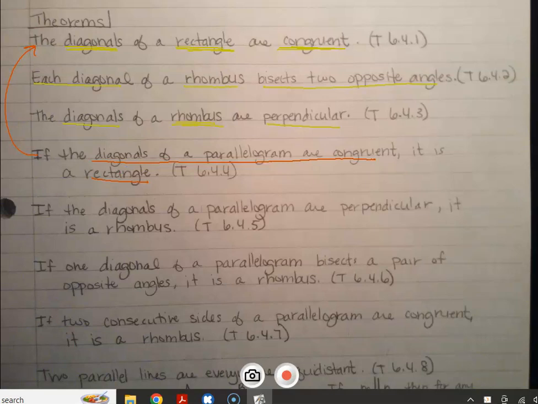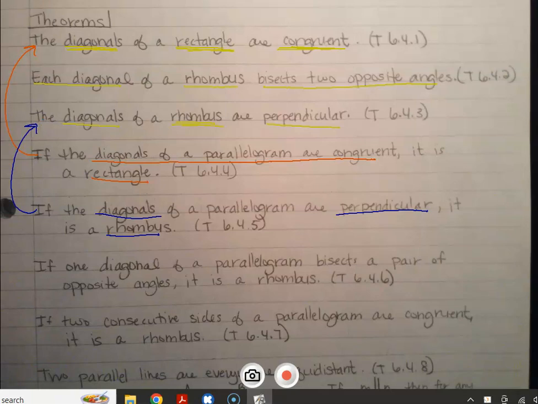The next one, if the diagonals of a parallelogram are perpendicular, then it's a rhombus. That's this one, right? Oh, sorry, that was the wrong one I drew my arrow to. That directly relates to the third one we had, right? The diagonals of a rhombus are perpendicular. Well, if we can prove the diagonals are perpendicular, we can say that the shape, the parallelogram, is a rhombus.